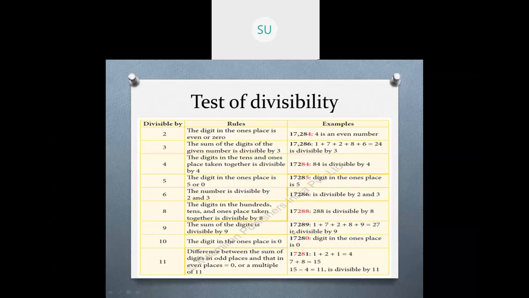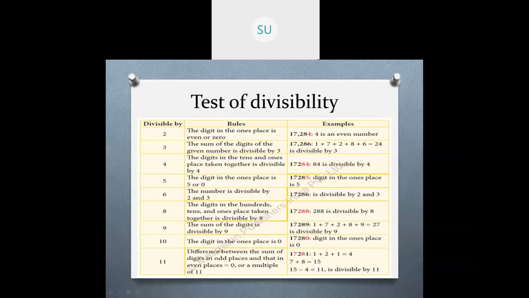Okay, so here they have taken 17,289. So when I add all the digits, 1 plus 7 plus 2 plus 8 plus 9, I get 27. And we know that 9 threes is 27. So 27 is divisible by 9. So 17,289 is also divisible by 9.